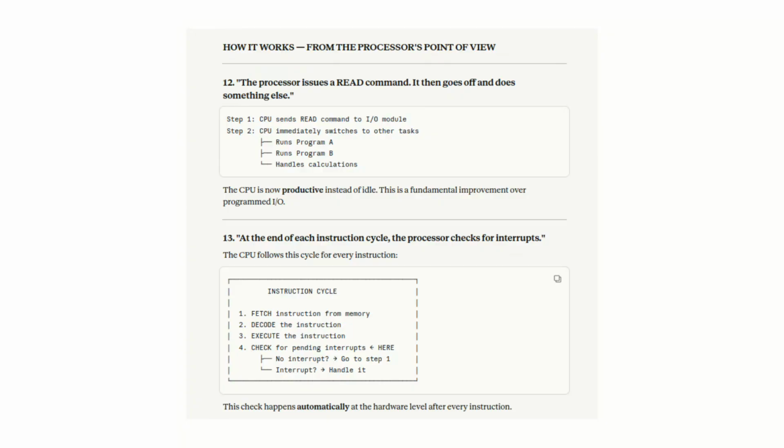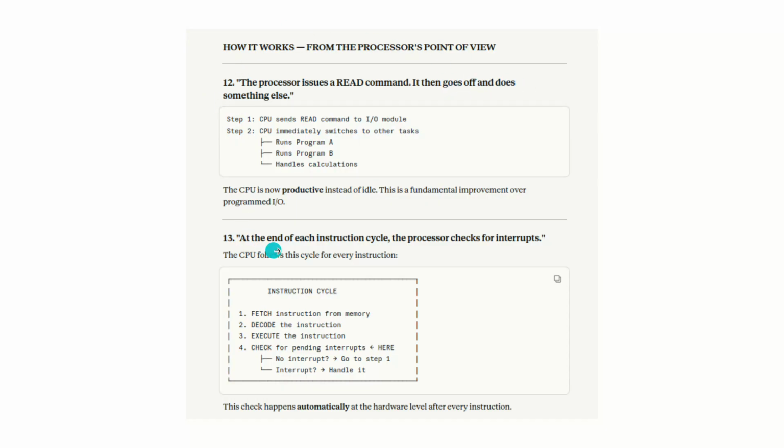Now let us see what is happening from the processor's point of view in the interrupt system. The processor sends a read command, then goes off and does something else. That is, the CPU first sends the read command to the IO module, then immediately switches to another task. It runs program A, program B, lots of things. The CPU is now becoming productive. It is not sitting idle.